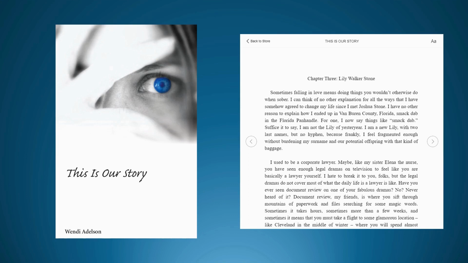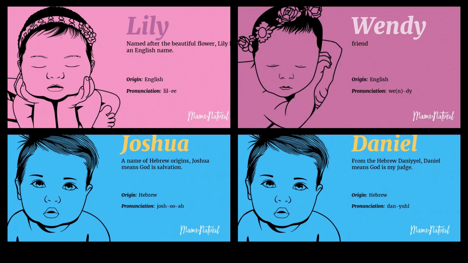Now, we're all familiar with the book, Wendy's book that she wrote, where she has a character, Lily. Lily Walker Stone. And she also mentions Joshua, or Josh. So Lily, everyone speculates Lily is like Wendi. Lily is an English name. Wendi is of English origin as well. Joshua is a Hebrew name. And Daniel is a Hebrew name. So it's clearly that she's setting up characters that are in the same realm.